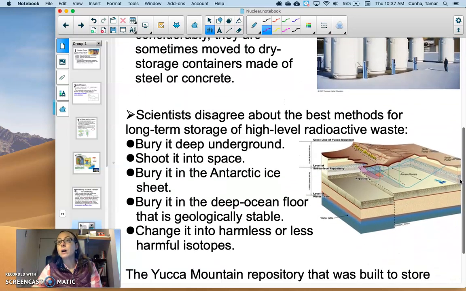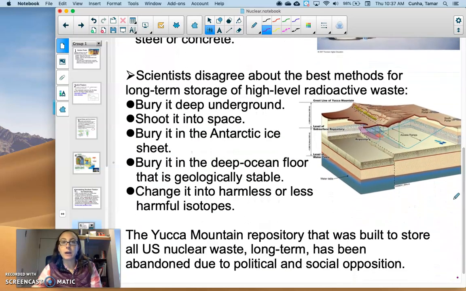Right now, in the United States, spent fuel is housed for the most part at the nuclear power plants themselves. We're trying to figure out what to do with it in the long term because, like I said, we're going to have radioactive waste for tens of thousands of years. And so there are different options, some of them more realistic, some of them less realistic.